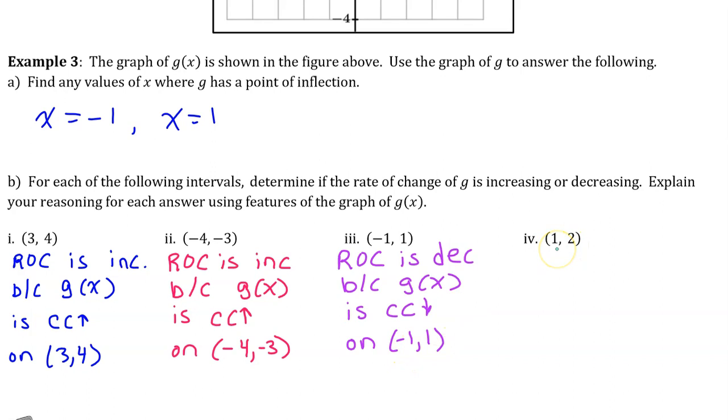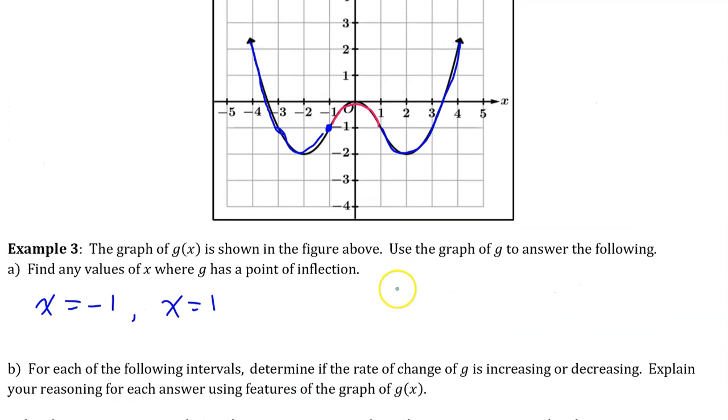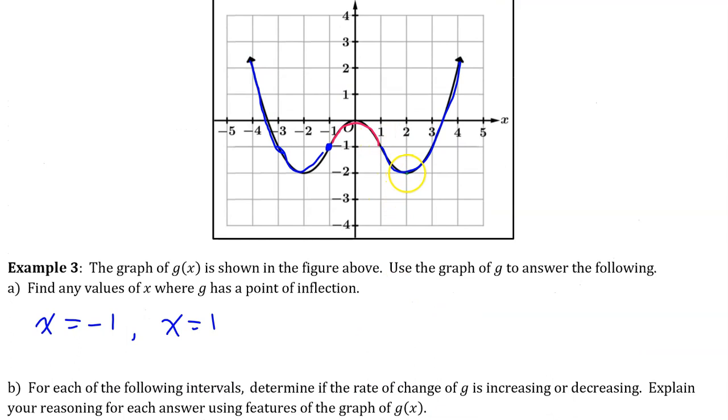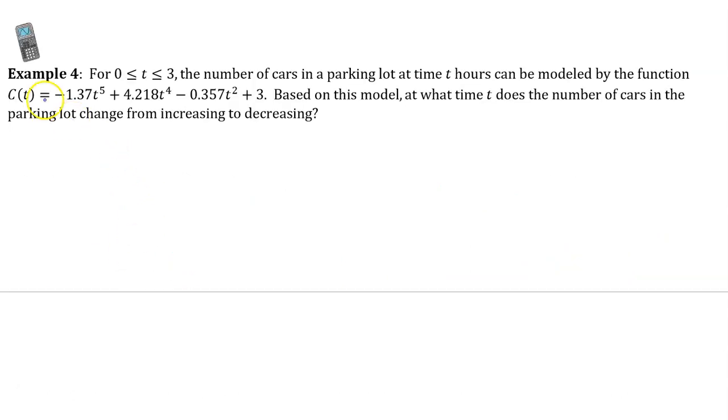How about the interval from 1 to 2? Well, from 1 to 2 is this portion of the graph right here, which is again a part of the graph that is concave up. So that means the rate of change will be increasing. We'll say the rate of change is increasing because g of x is concave up on the interval from 1 to 2. Let's finish off this video with a calculator problem.